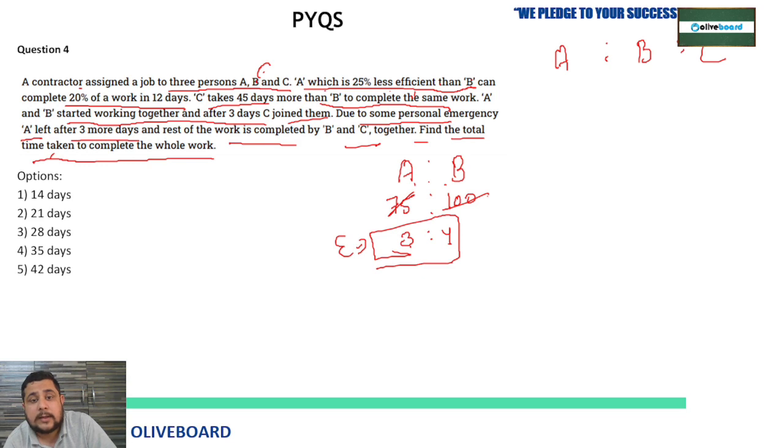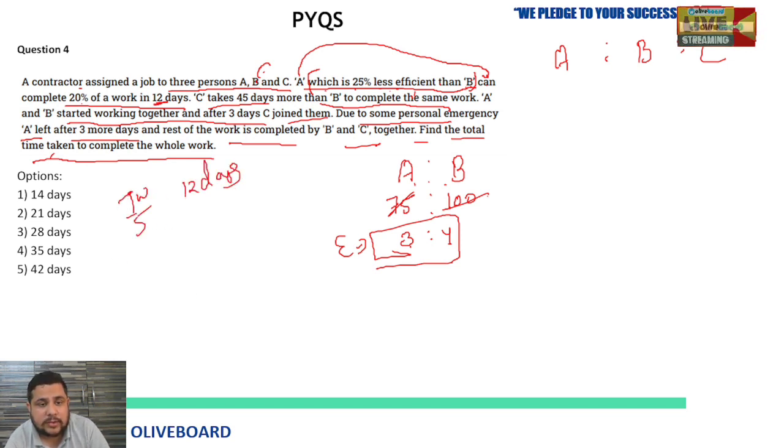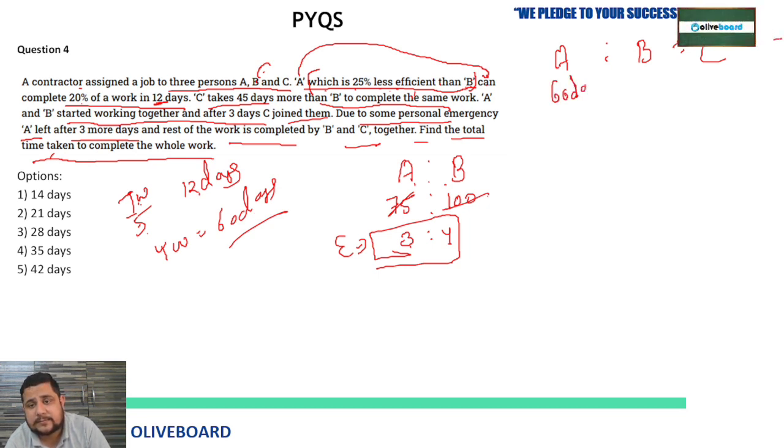Now see, A, which is 25% less efficient than B. Don't make a mistake here. They were just talking about A being 25% less than B, and now still they are talking about A, not B. A, who is 25% less efficient than B, can complete 20% of work in 12 days. 20% means 1/5 of the work in 12 days. So if total work divided by 5 is done in 12 days, then total work will be 12 into 5, means 60 days. So A is taking how much time to complete the task? 60 days, he is taking.